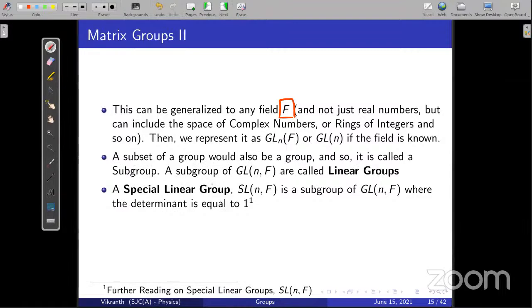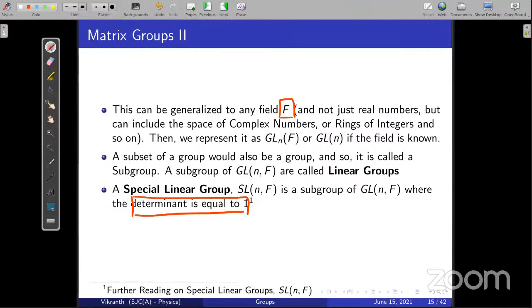So a subset of a group that is also a group is called a subgroup. Like how you have a subset, you have a subgroup. The subset, which is a group itself, is a subgroup. And a subgroup of that is called just a linear group. It's no longer general, it's just a linear group. Now, using that, you can define a special linear group. There's something special about this. It's a subgroup of the general linear group, of the bigger set of matrices, but the determinant is always set to 1.